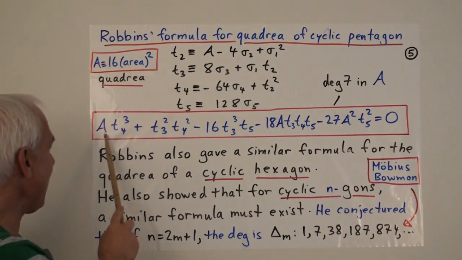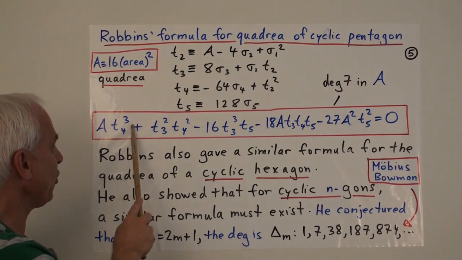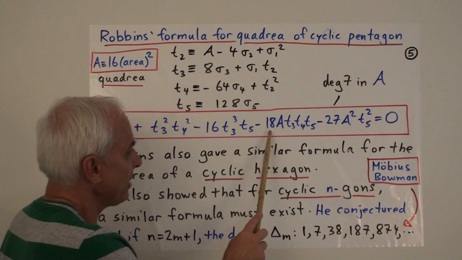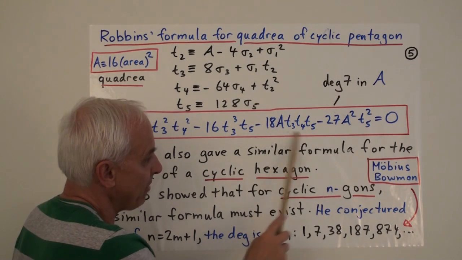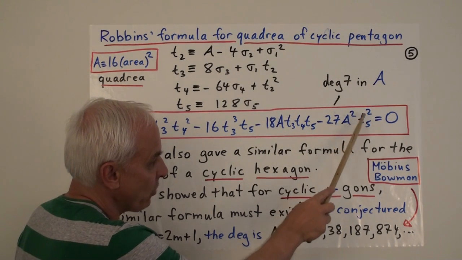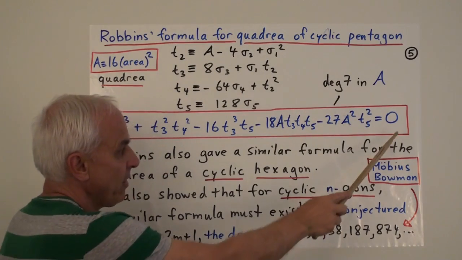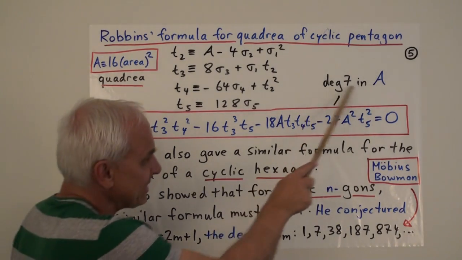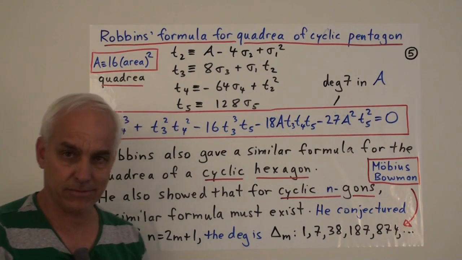Okay, so there's A, T sub 4 cubed, so this thing cubed, plus this, minus 16 that, minus 18, and here there's another A appearing, minus 27 A squared, T sub 5 squared, all of that equals 0. This is a degree 7 relation in A.